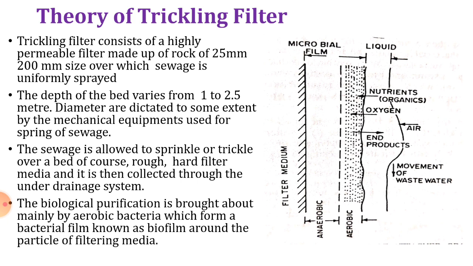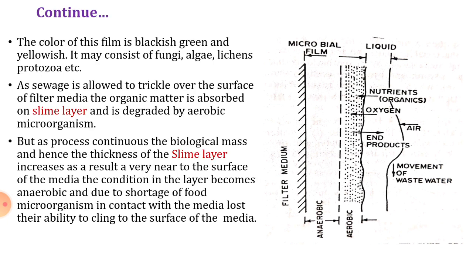The zone which is very close to the filter media will undergo the anaerobic condition due to the lack of oxygen, and the zone at the top will come under the aerobic zone where sufficient oxygen is available to the microorganisms. The color of the film is blackish, green and yellowish. It may consist of fungi, algae, lichens and protozoa. So the aerobic layer or zone has a blackish green or yellowish color, which is rich in different types of fungi, algae and protozoa.